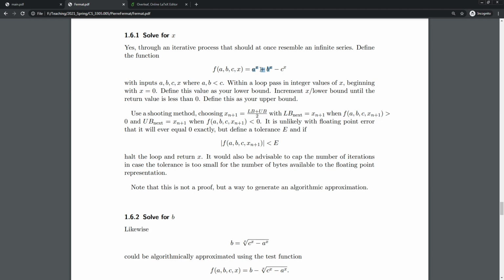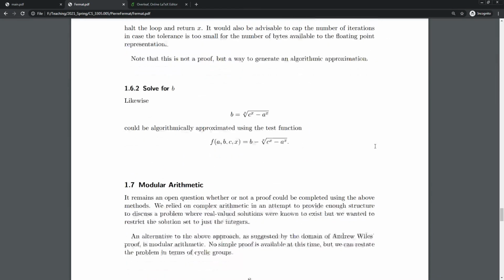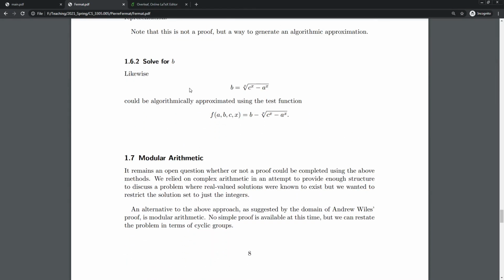And so by hypothesis, if A, B, and C are integers, and you know that x is larger than 2, then you know that it's going to be some irrational value. And so you'll never get it exactly, and so you have to define some error tolerance so that whenever the difference between these two is less than your expected error, then you've effectively found x, or you found a close enough approximation to live with. Okay, solving for b is the same thing.